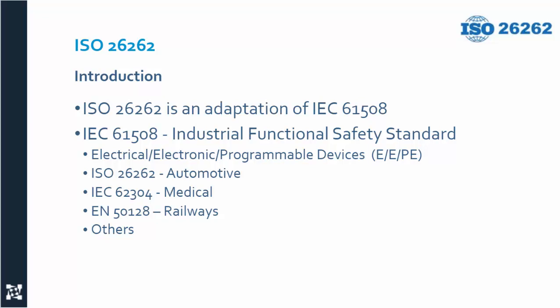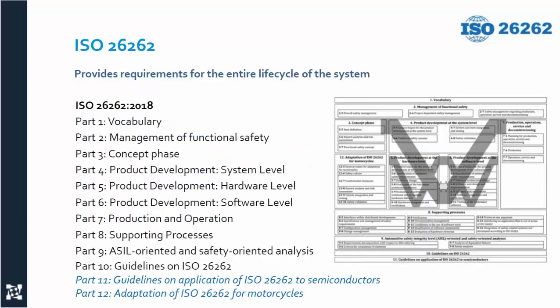Okay, but let's now dive into the parts of the standard. You can see now the latest ISO 26262, 2018, is subdivided into 12 parts. The standard has been evolving since its first edition released back in 2011. Now I'm going to start with the most current adaptations.